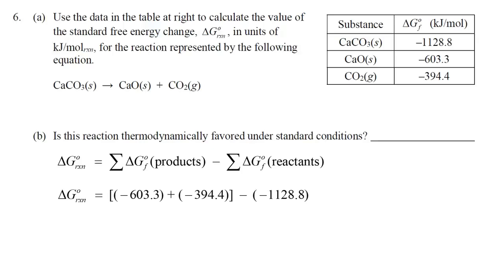So it's going to be negative 603.3 for solid calcium oxide, plus the number for carbon dioxide, which is negative 394.4, and then minus the delta G for calcium carbonate, which is negative 1,128.8. So when we do this math to calculate the value of delta G, we get positive 131.1 kilojoules per mole of reaction.